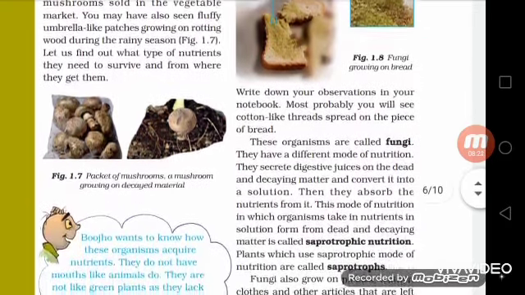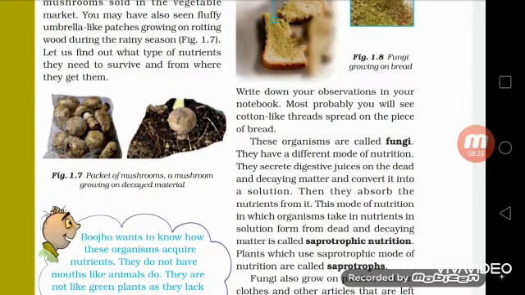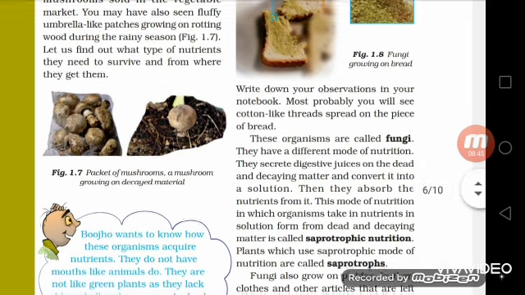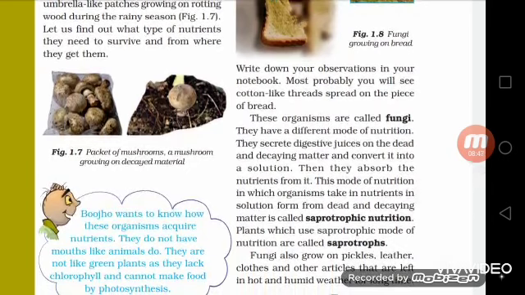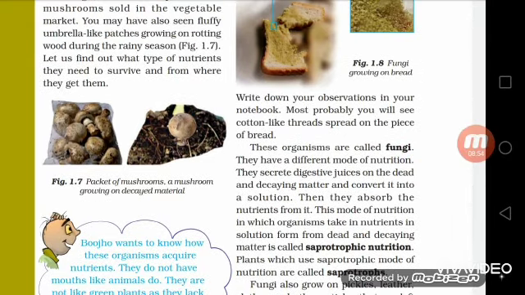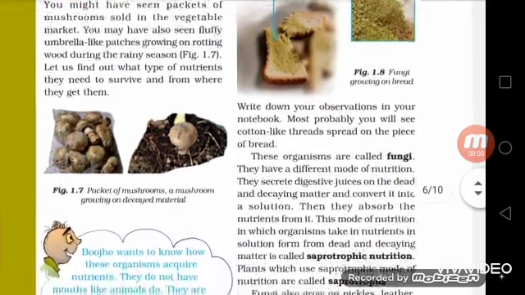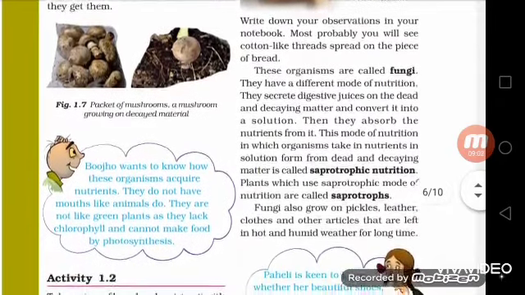That is fungi. These organisms are called fungi. They have a different mode of nutrition. They secrete digestive juice on the decayed or dead matter and convert it into a solution, and then they absorb the nutrition from it. This mode of nutrition, in which organisms take in nutrition in solution form from dead and decayed matter, is called saprotrophic mode of nutrition. Organisms which use the saprotrophic mode of nutrition are called saprotrophs. Fungi as well as mushrooms are examples of the saprotrophic mode of nutrition.